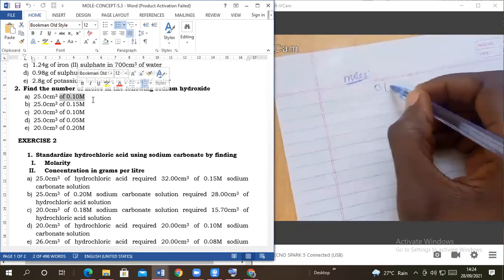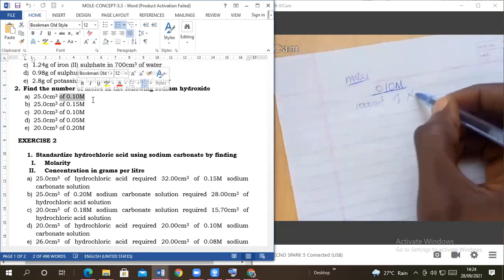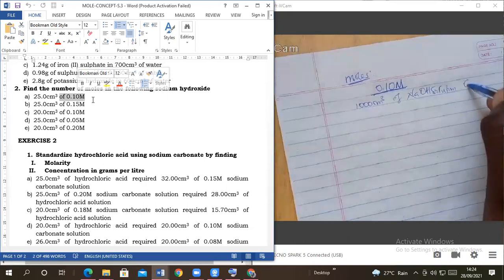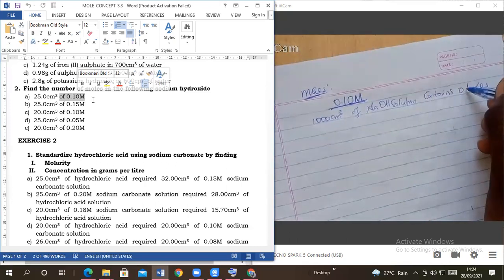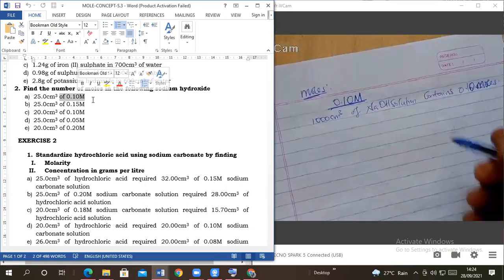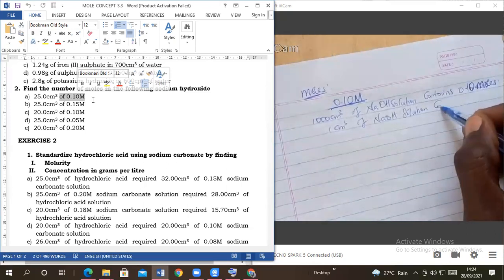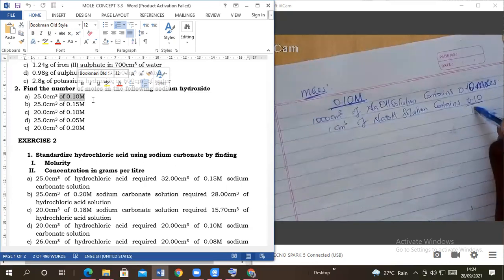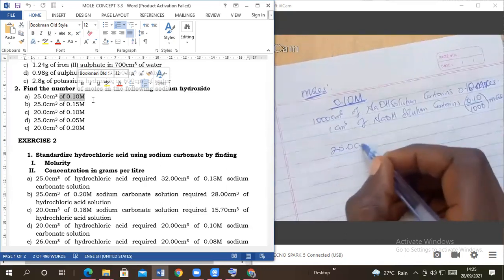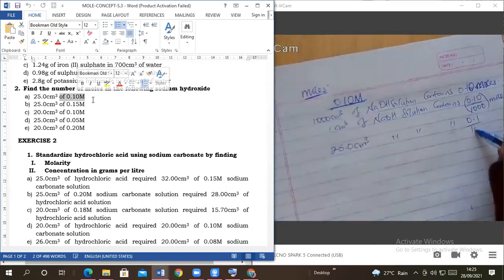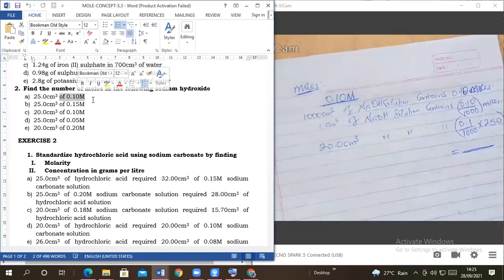So when they put 0.10 molar, the simple way of writing this is starting with 1,000 cubic centimeters of sodium hydroxide solution. Sodium hydroxide solution contains 0.10 moles. Ask yourself a question. What about 1 cubic centimeter of sodium hydroxide solution? What does it have? It contains 0.10 divided by 1,000 moles. What about the volume they have given you? 25.0 cubic centimeters. What does it have? It comes to 0.1 divided by 1,000 times 25.0. What are the number of moles there?